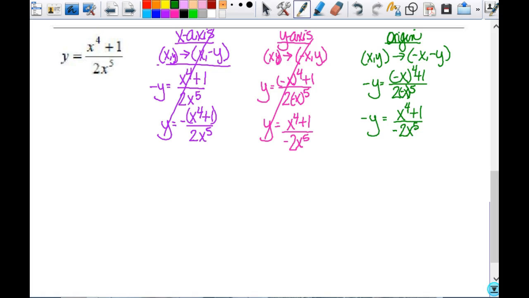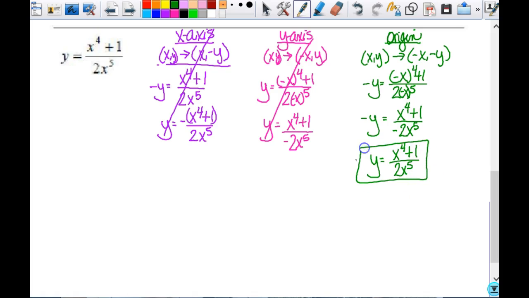All right, so now if I solve for y, I can multiply both sides by negative 1, so y equals, now remember, when you multiply a fraction, you can put the negative sign out front, but you can also attach it to either the numerator or the denominator. It's not both, because if I multiply by negative 1 over negative 1, that's technically positive 1. So when I multiply through by that negative 1, I'm going to let it cancel this one out here, so I end up with x to the fourth plus 1 over 2x to the fifth.